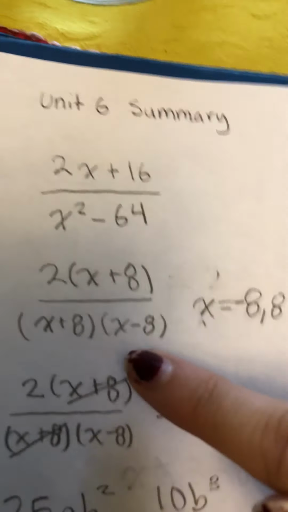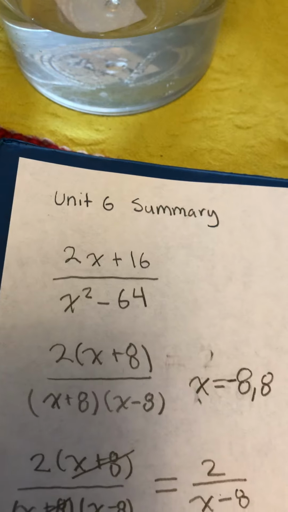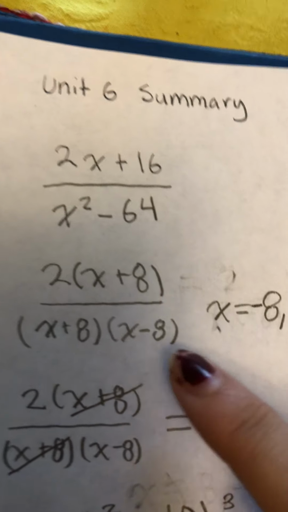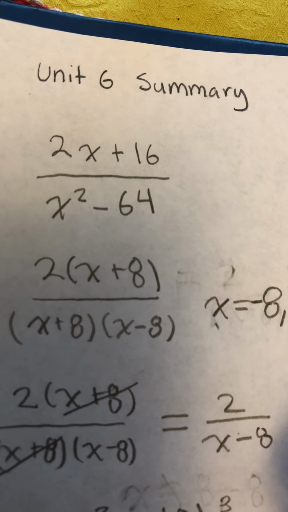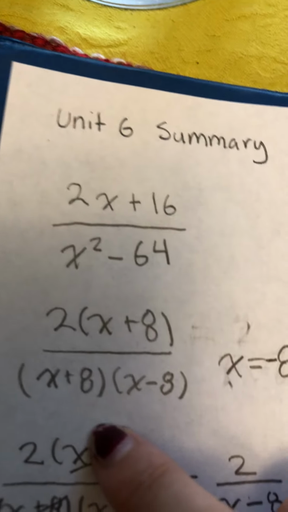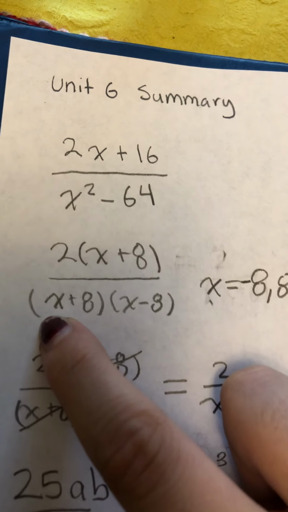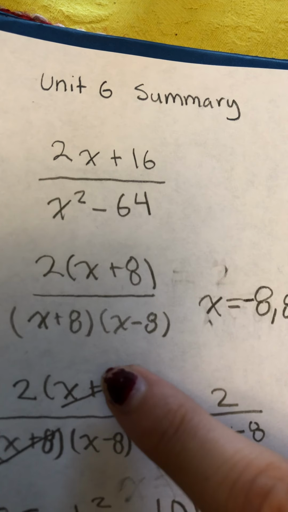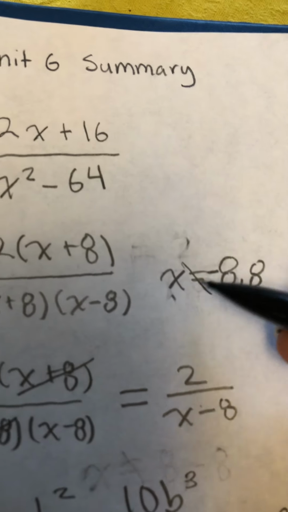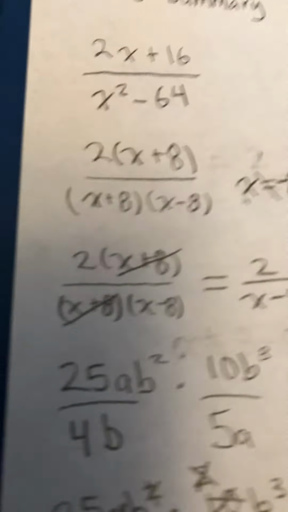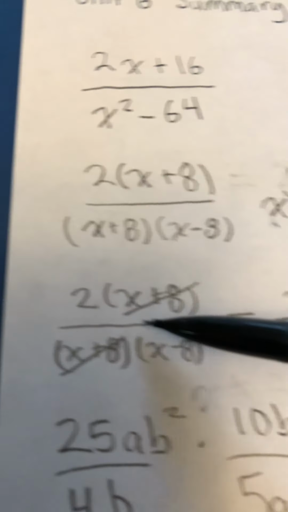Now at this step, we want to figure out our non-permissible values. A non-permissible value is what you would plug in to make the denominator equal 0. In this equation, it would have to be negative 8 because negative 8 plus 8 would equal 0, and for this one it would be positive 8. So x cannot equal negative 8 and positive 8. Now I just brought it down here.